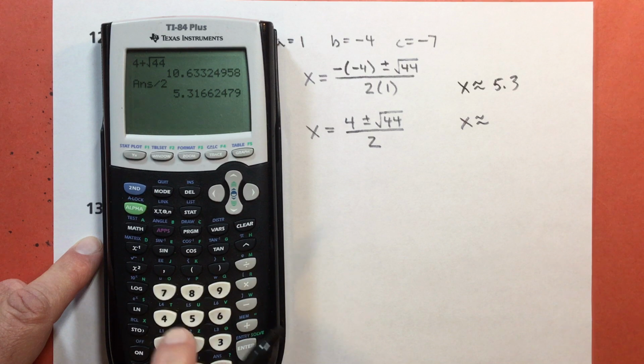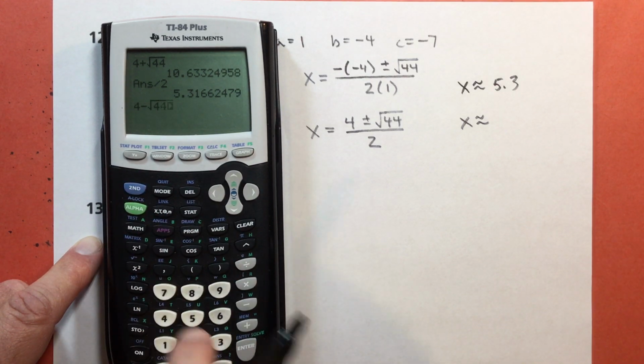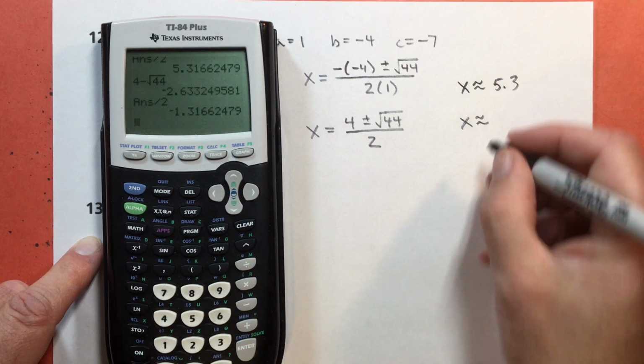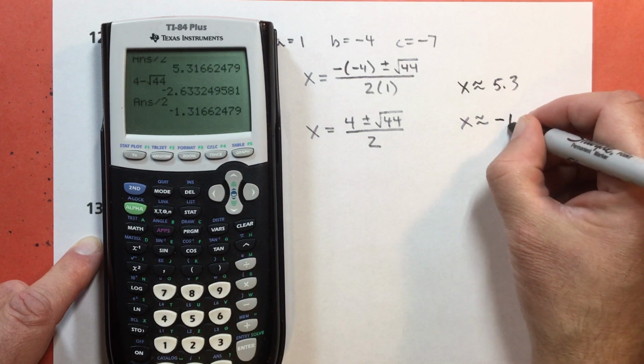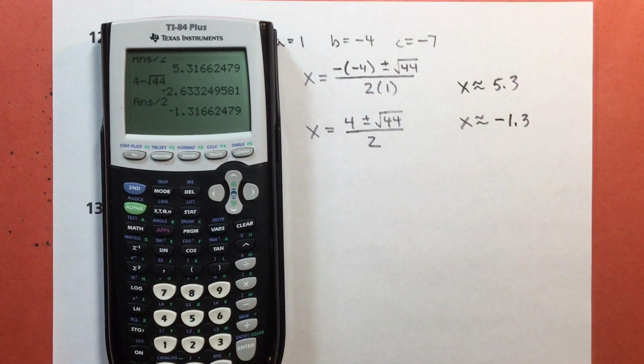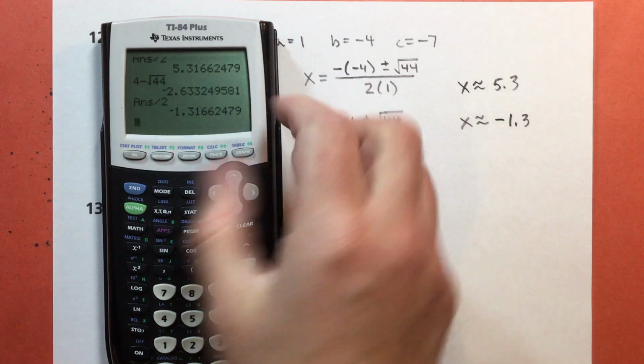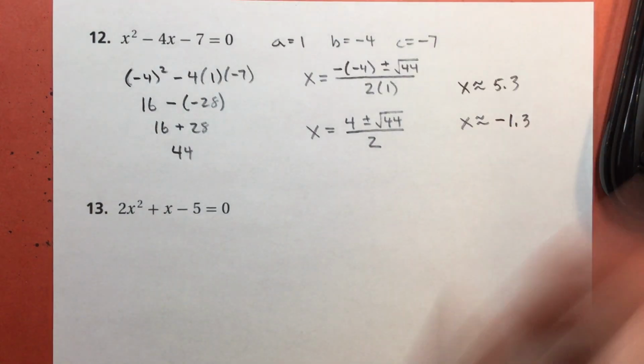For the other one, 4 subtract square root of 44, and I'll divide that by 2, and my other one's going to be -1.3. And if you want a more accurate answer, you can see it goes to more decimal places.